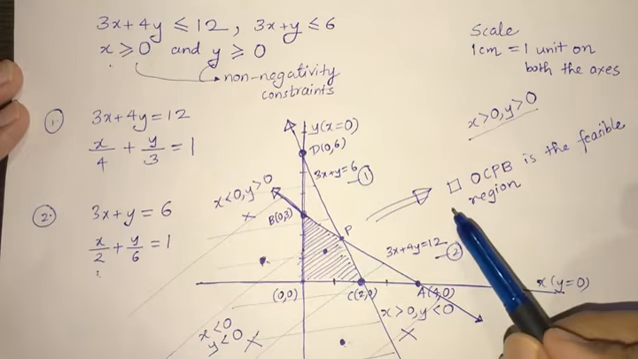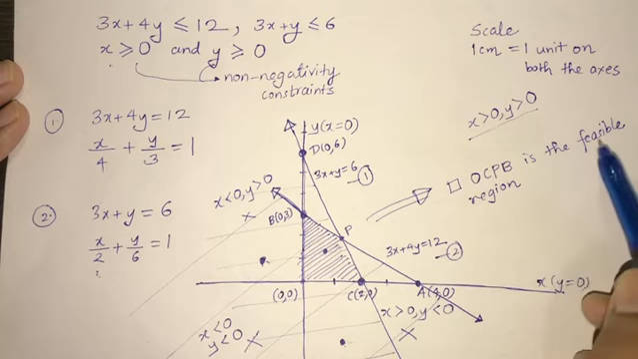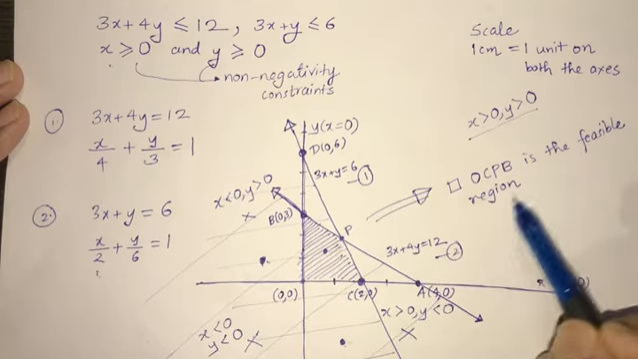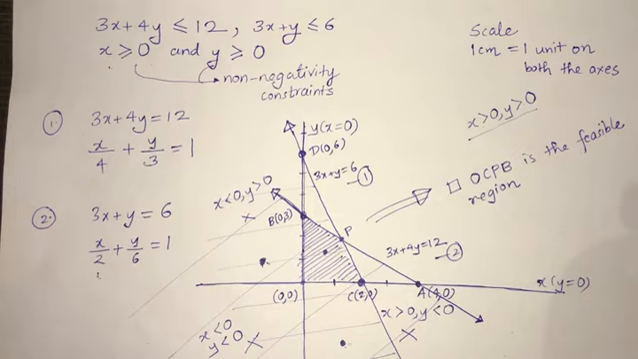So what is quadrilateral OCPB? It is a feasible region. Therefore, quadrilateral OCPB is the feasible region. A feasible region is comprised of points which satisfy all the inequalities.